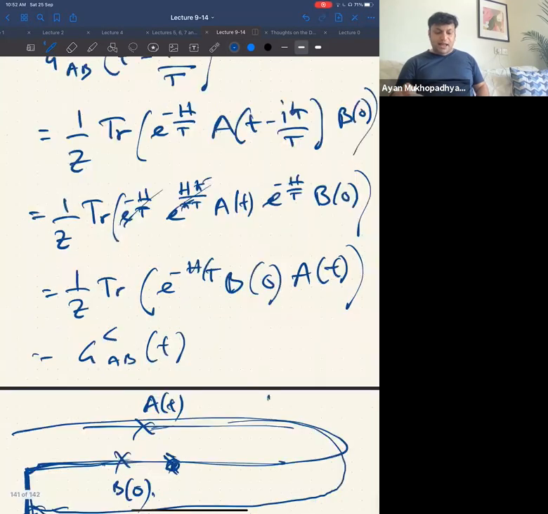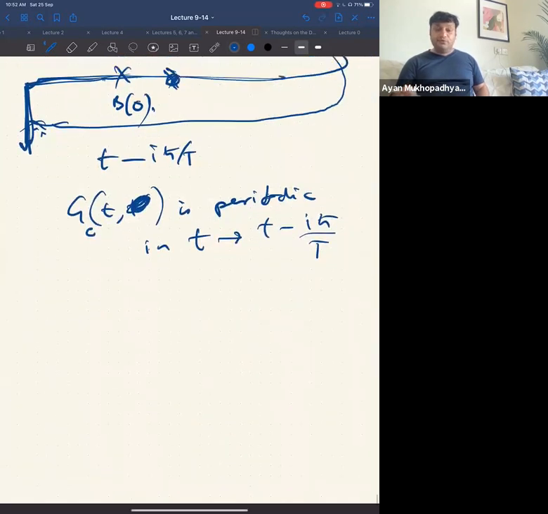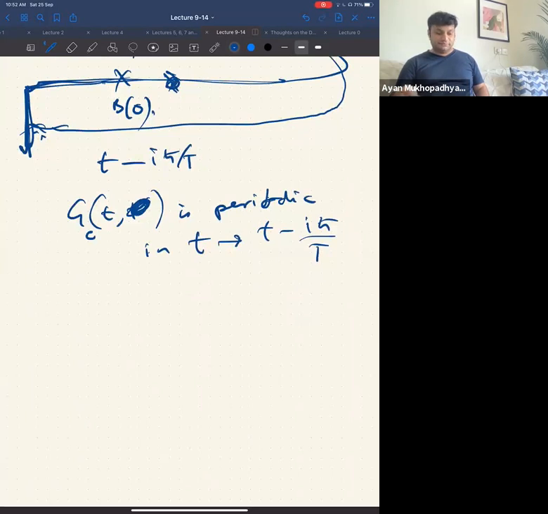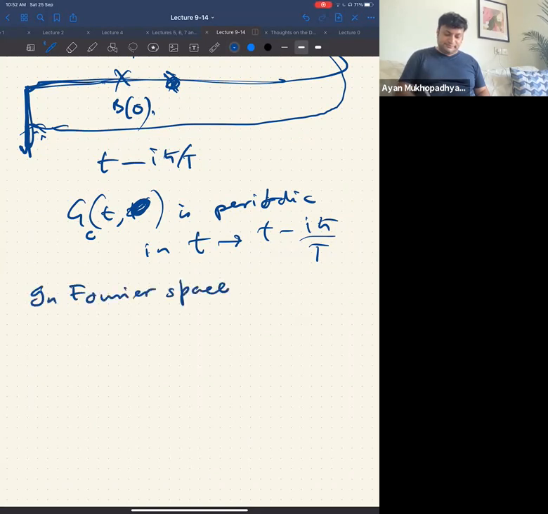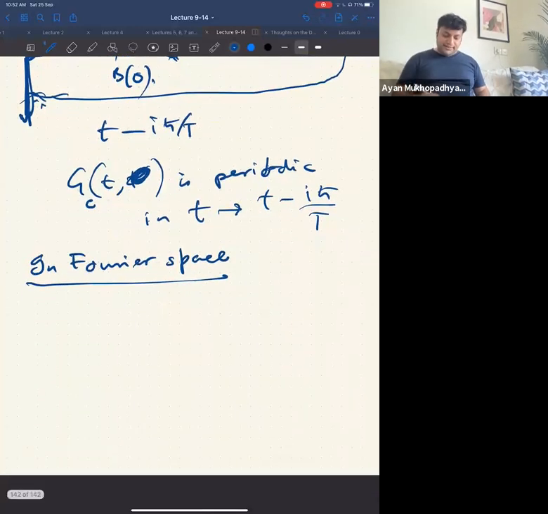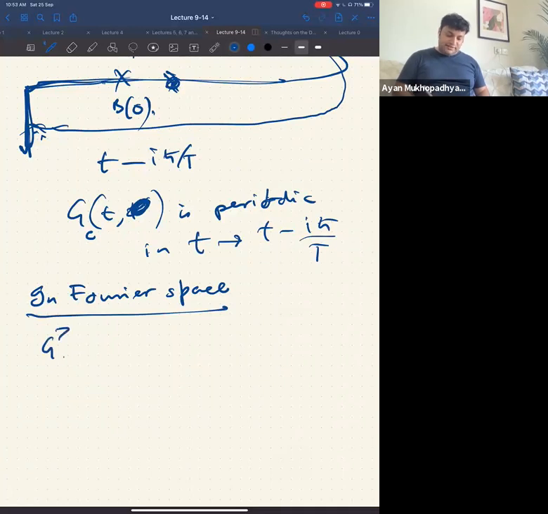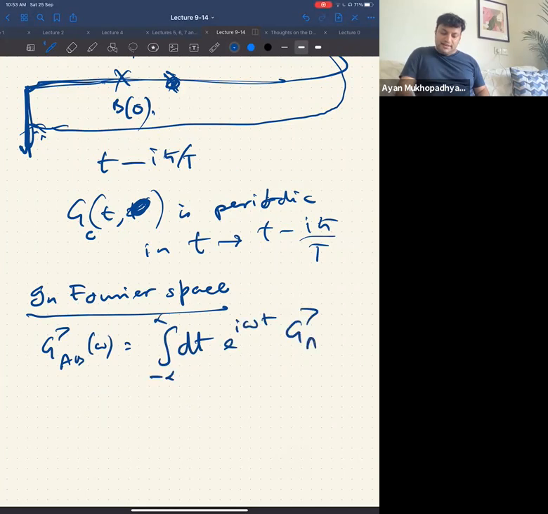All right. But now what does it imply in Fourier space? So in Fourier space, what does it imply? Let us go back to the definition of G greater AB omega. If you remember, it is the integral dt from minus infinity to infinity of e to the power i omega t and G greater AB t. This is the way we are going to do this.